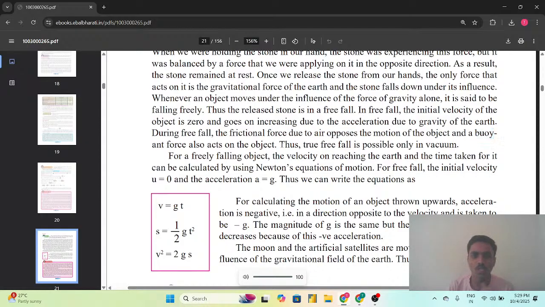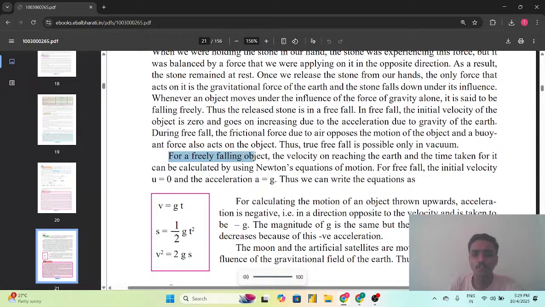Thus, true free fall is only possible in a vacuum. If we release the object in a vacuum, the only force acting is gravity, and the object will be in true free fall, as there is no air present in that chamber to oppose the motion of the object.